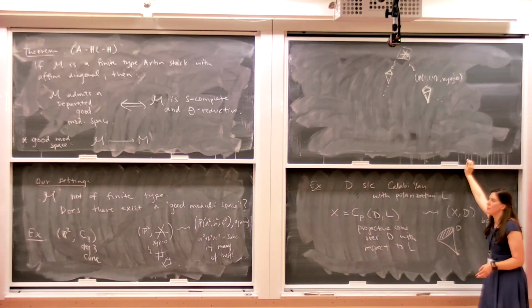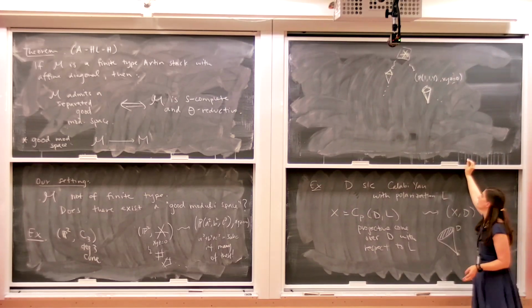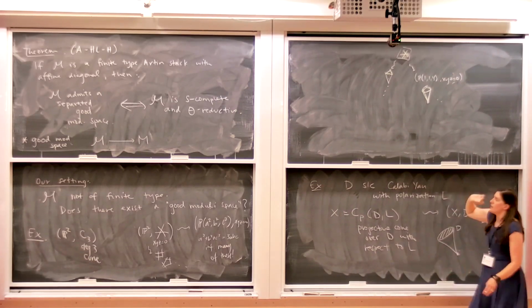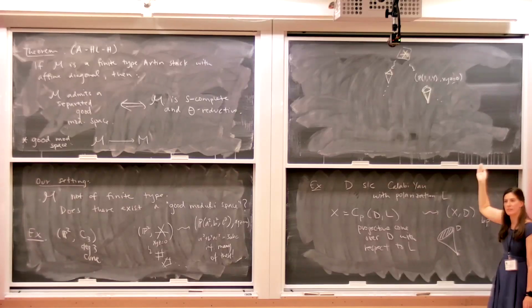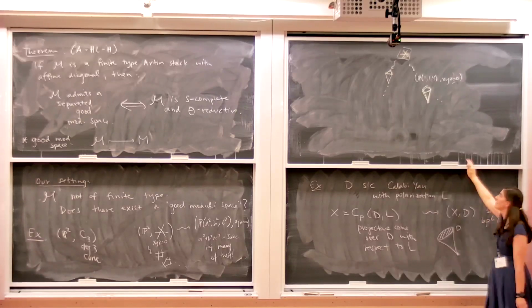And we may want to know, how do you build a good moduli space when it's not finite type? In degree 3, we know what the answer should be. This is a moduli space of elliptic curves. We know what the answer is.